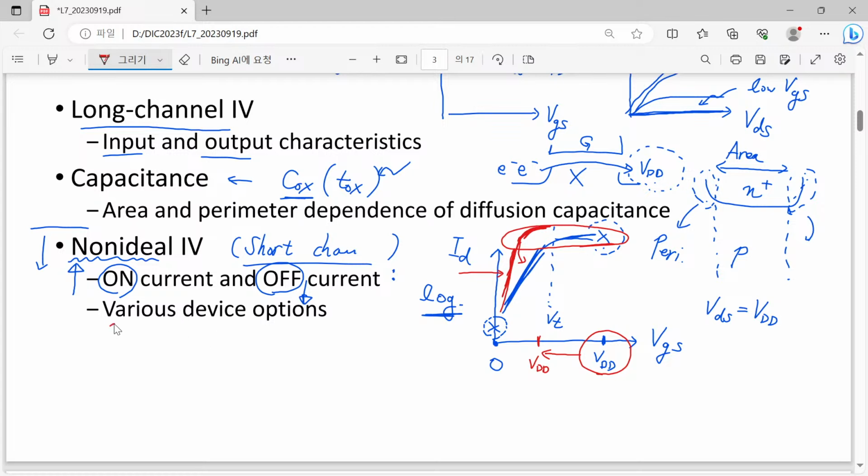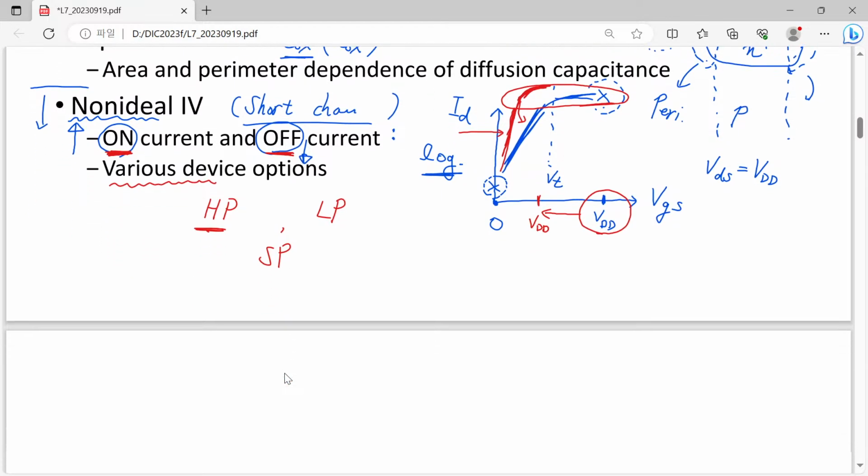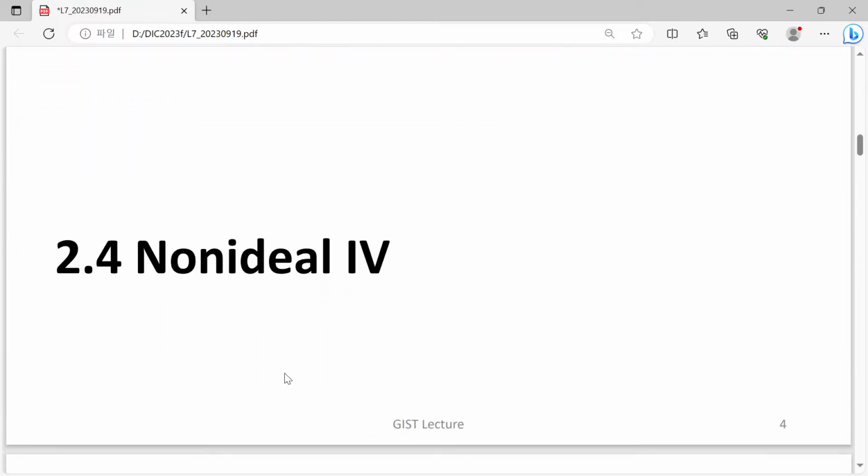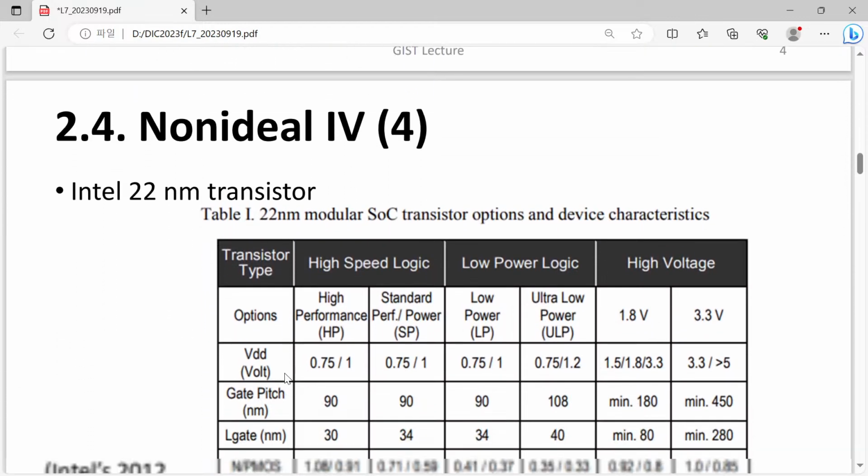simultaneously. Therefore, we have introduced various device options. High power is more concentrated on maximizing the on current, while low power is more concentrated on lowering the off current, and we can also think about a standard one, a more balanced one. So now let's go to our next slide.